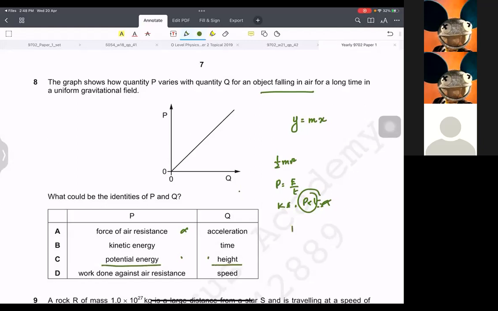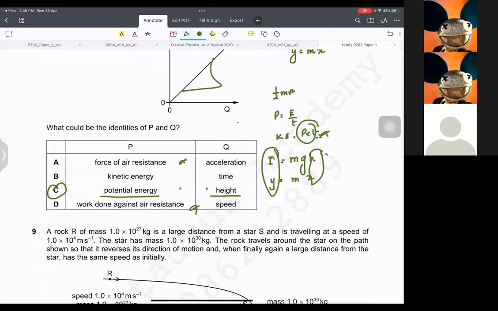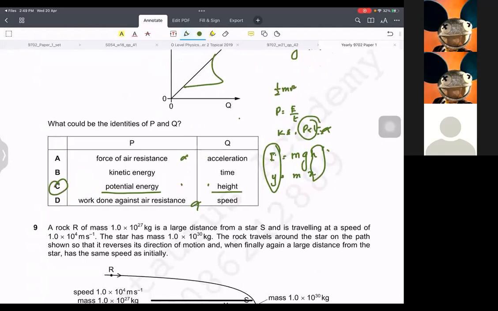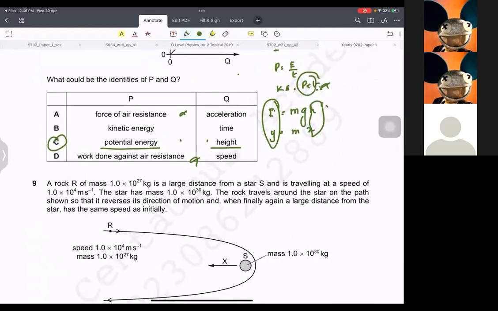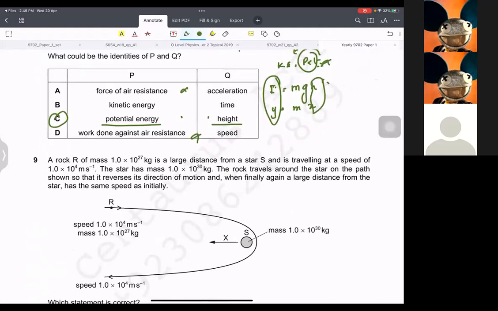So let me check. mgh equals E. Y equals mx. E, right. X, right. And this should be, yeah. This is the answer. Work done is not there. It's not right. Now, if this was force versus speed, I could have taken it, but not that.